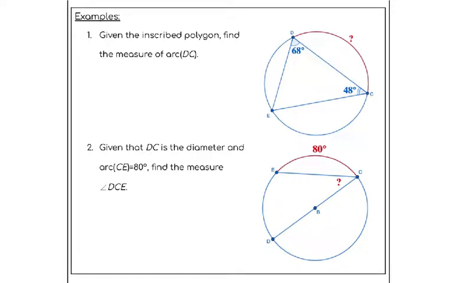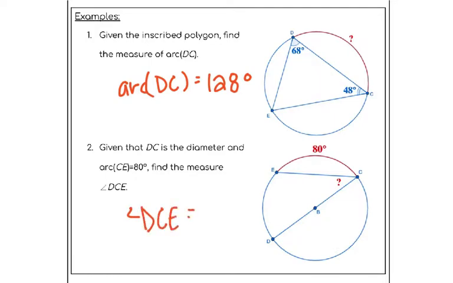Now we have a couple of examples, and I want you to use these examples to find any missing arc measures or missing angle measures. And again, like the others, I will come back with the answers, but I want you to try and figure out how you got to them. So for this, the measure of arc DC is going to equal 128 degrees. And on the second one, angle DCE is going to equal 50 degrees. Okay, so this sums this up, and we'll continue in the next video.